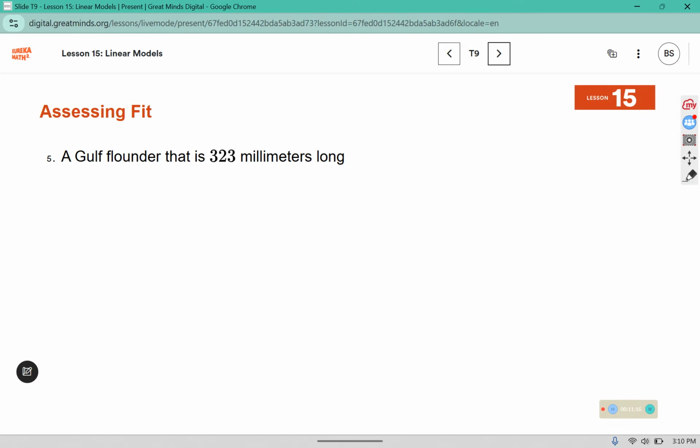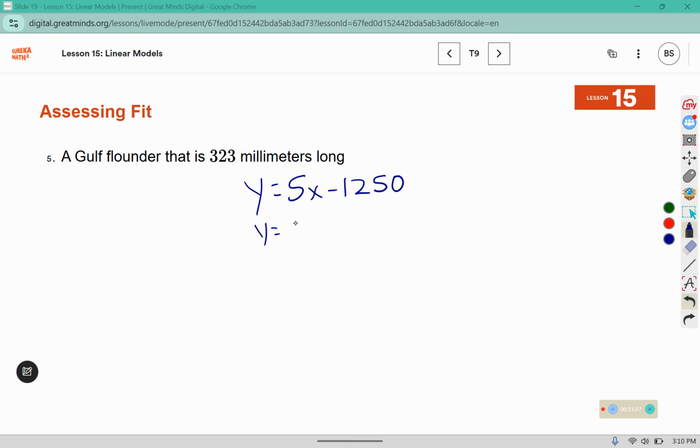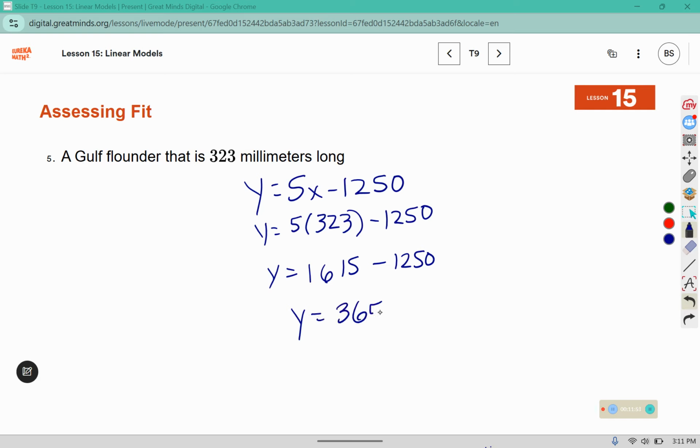Number 5 is a Gulf flounder that is 323 millimeters long. Again, we'll use the equation from our peers. Replace that x value with 323. So start by multiplying 5 times 323. Then subtract 1,250. And the fish should weigh approximately 365 grams.